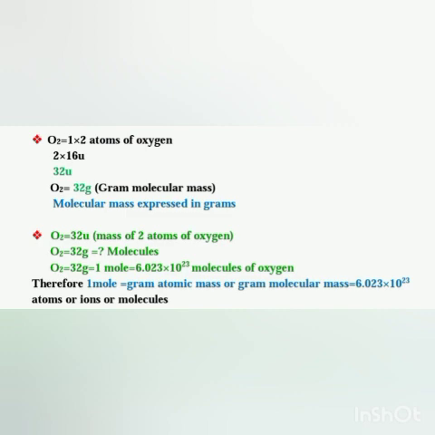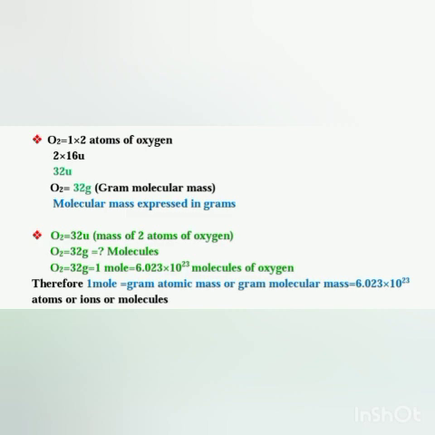If it is atomic mass represented in grams, if it is gram atomic mass, then we say 1 mole is equal to gram atomic mass, and it contains 6.023 × 10^23 atoms. I hope it is clear to everyone.